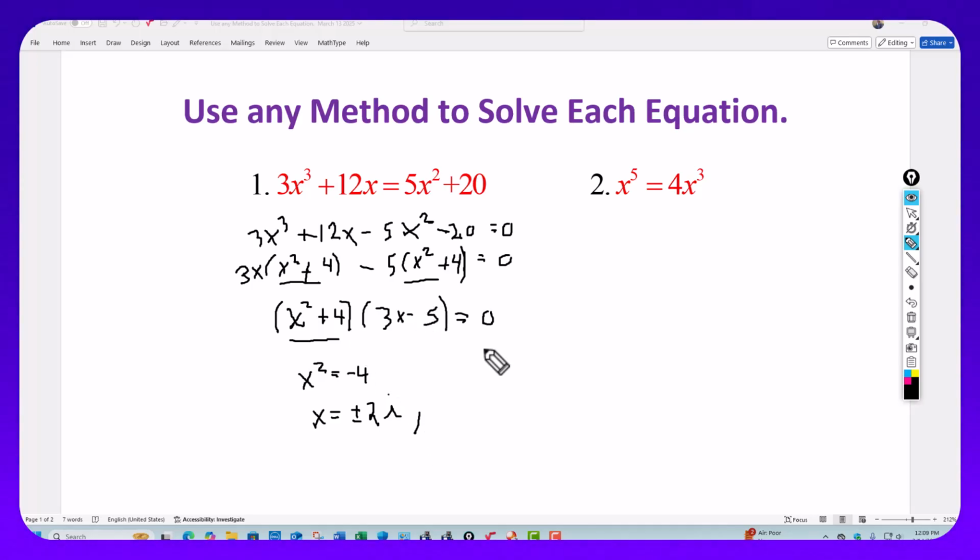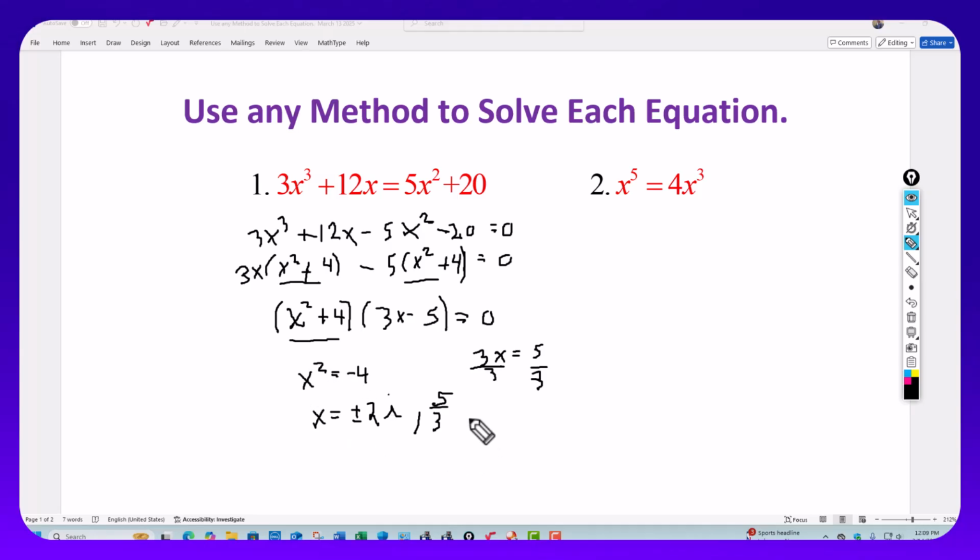Now from this one here, set 3x minus 5 equal to 0. Isolate the 3x, we get 3x is equal to 5. And then divide by 3 here, we get 5/3. So the solution to the first one is plus or minus 2i and a positive 5/3.